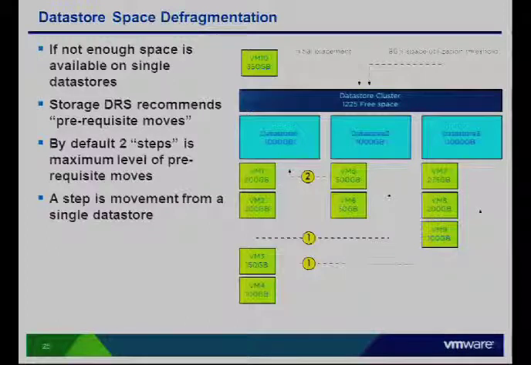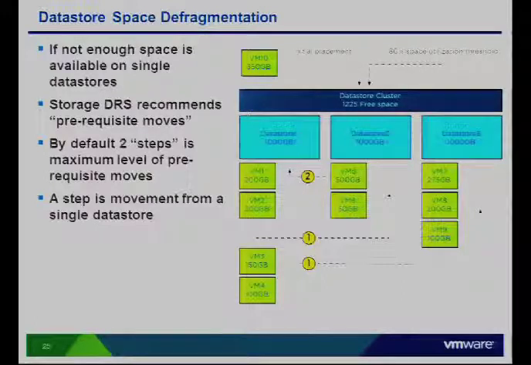Now a step is a collection of migrations out of a single datastore. And in this particular case, we are actually moving a virtual machine into the previous datastore that we are actually offloading. Now the reason we did the first step was to actually make room for the second virtual machine to place on datastore 1 and not violate the threshold, and then place the new virtual machine on datastore 2.